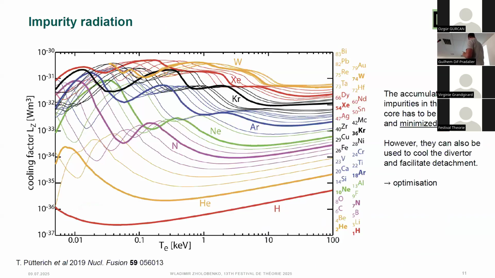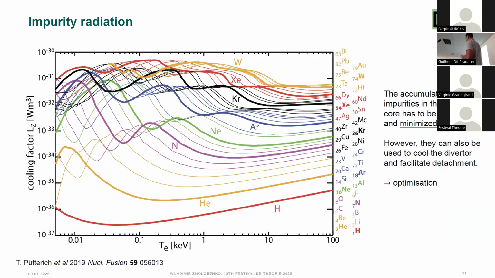There is one more ingredient which I will need for the talk, and this is impurities. So apart from deuterium, ions, and neutrals, which we want to have for the fusion reaction, there are other species which can end up in the plasma. And this is interesting because they have very different cooling potentials for the plasma. You see, this is a logarithmic scale.